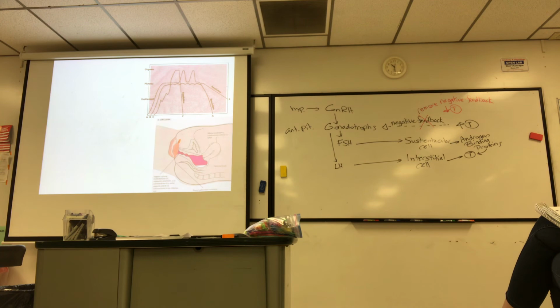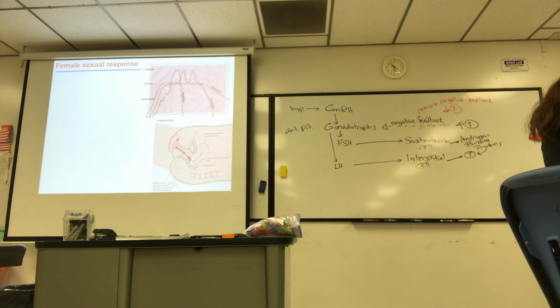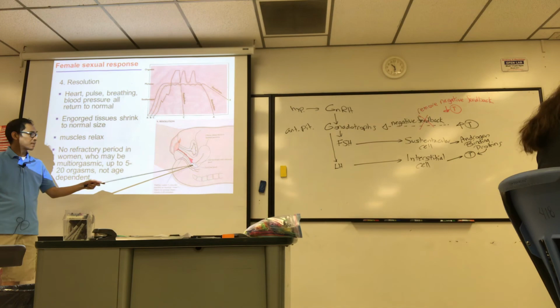The orgasm is similar to males. You have several contractions, maybe up to 12, spaced about 0.8 seconds apart. They could be repeated, like I said, they can follow different patterns. And there's a seminal pool, that's important, so that during resolution, the cervix kind of dips down into the seminal pool when everything relaxes and goes back, okay, so that's where the 300 million sperm have a chance to swim for fertilization.